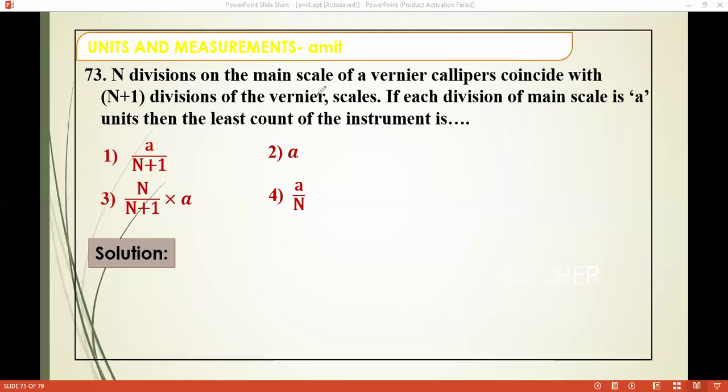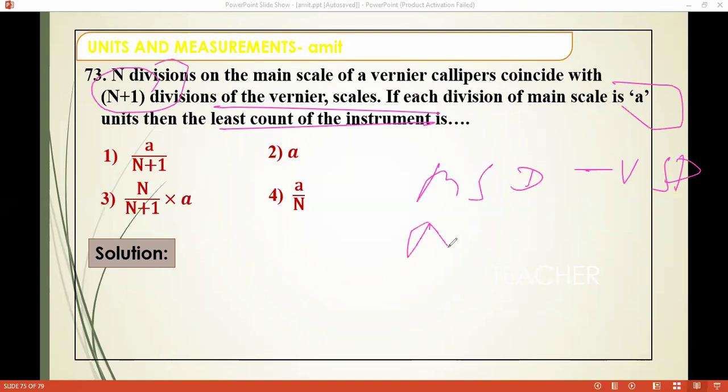Divisions of the vernier scale: consider an n plus 1 division vernier scale. If a division of the main scale is A units, what is the least count? The least count is 1 MSD minus 1 VSD. N divisions on the main scale of the vernier calipers coincide with n plus 1 divisions of the vernier scale.